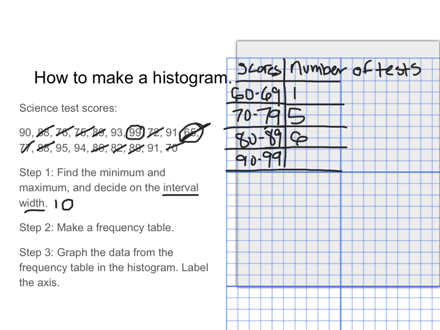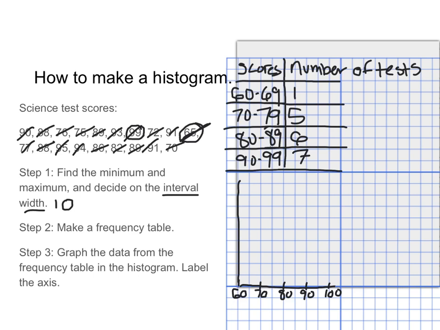1, 2, 3, 4, 5, 6, 7. Great. So now I'm ready to make my histogram. So to make your histogram, you're going to start with a horizontal line for the intervals, and we're going to label that with the intervals from our frequency table.